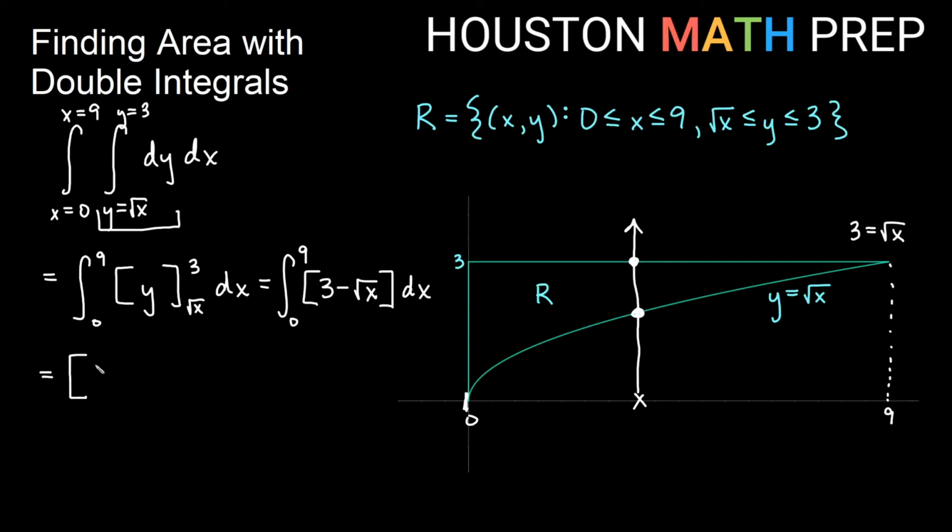So here we'll get then 3x for the first term. Think of this like the power rule that we just did. So we'll get x to the 3/2. And we'll get a 2/3 out front of that.